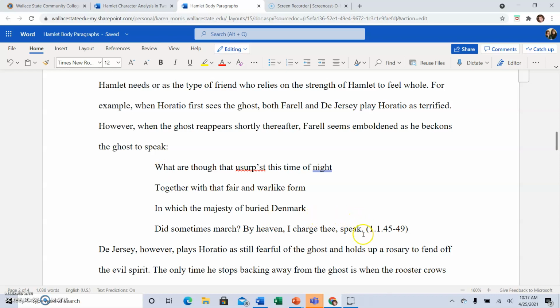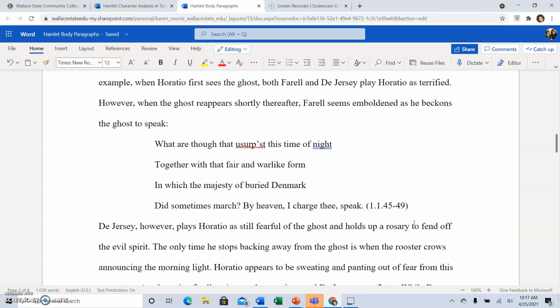Furthermore, here's a weird rule for MLA format. When you have a block quotation, you keep the period at the end of the actual quotation if your quote ends with a period. And then your parenthetical citation includes the act, scene, and line numbers, and then no period at the end of a block quotation. Remember, the shorter quotations are different.